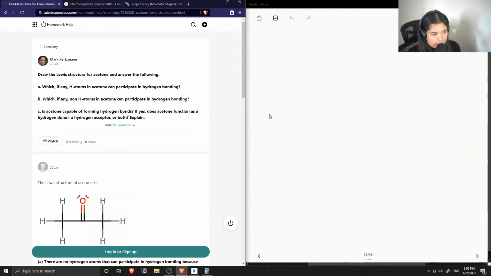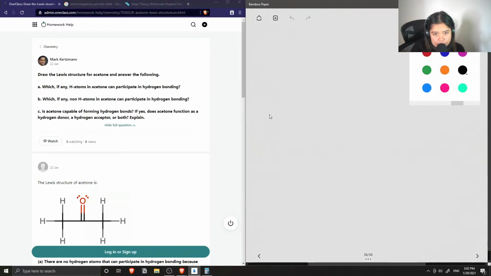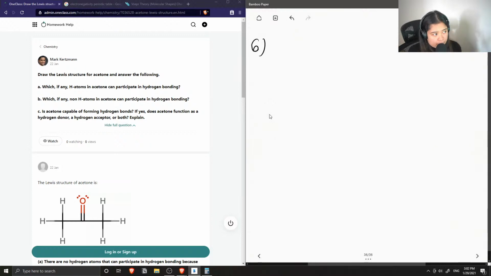Okay, so question number 6. Draw the Lewis structure for acetone and answer the following. Which, if any, hydrogen atoms in acetone can participate in hydrogen bonding? Which, if any, non-hydrogen atoms in acetone can participate in hydrogen bonding? And is acetone capable of forming hydrogen bonds? If yes, does acetone function as a hydrogen donor or hydrogen acceptor or both? Explain.